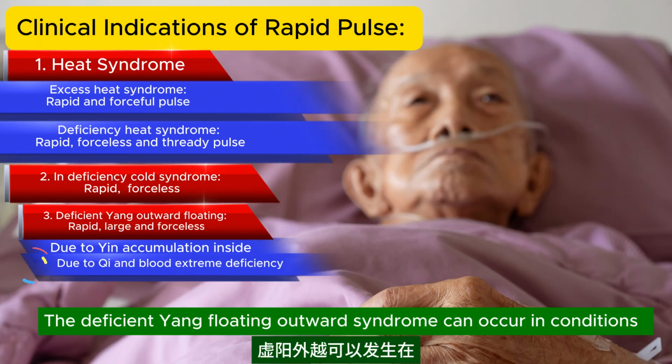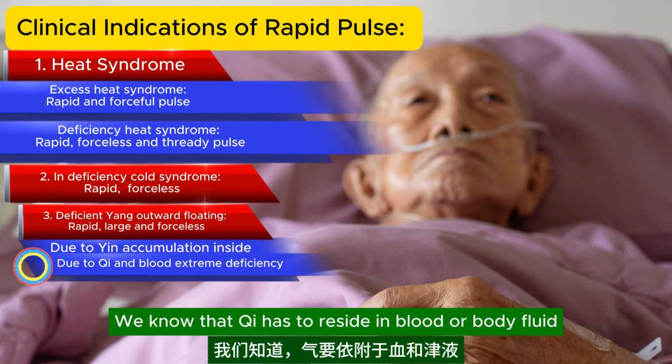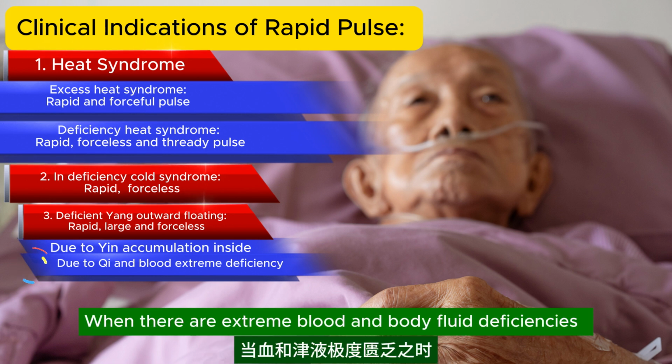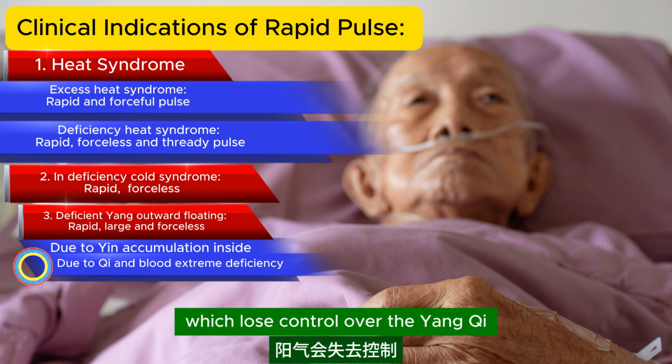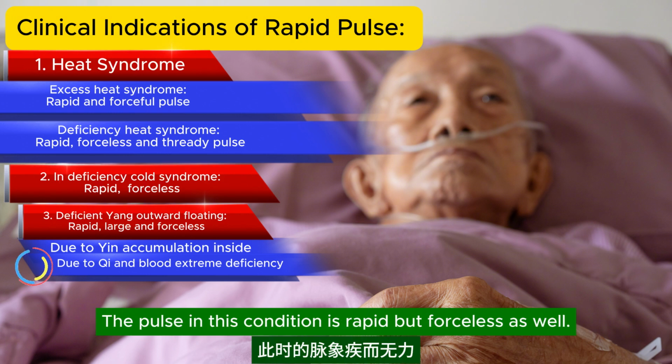The deficiency yang floating outward syndrome can occur in conditions where the qi and blood are in extreme shortage. We know that qi has to reside in blood or body fluid, and the blood and the body fluid also carry qi. When there are extreme blood and body fluid deficiencies, which lose control over the yang qi, the deficiency yang qi will escape to the outside as well. The pulse in this condition is also rapid but forceless.